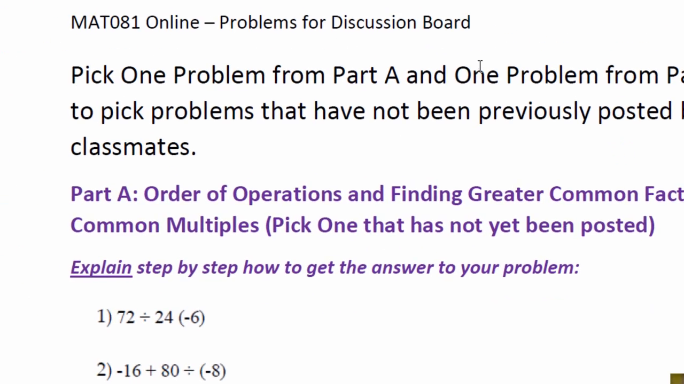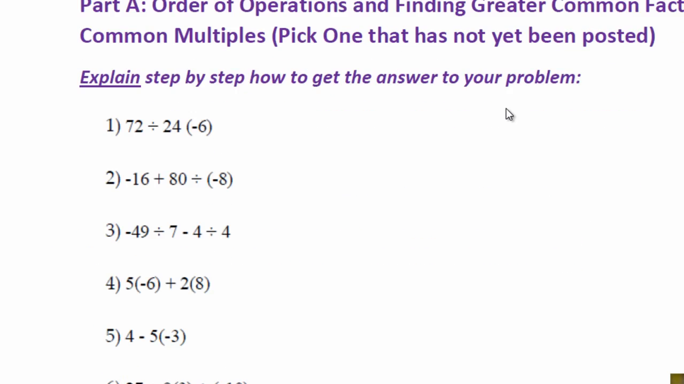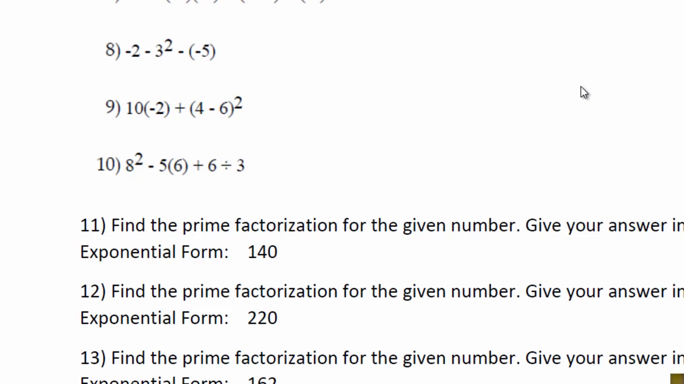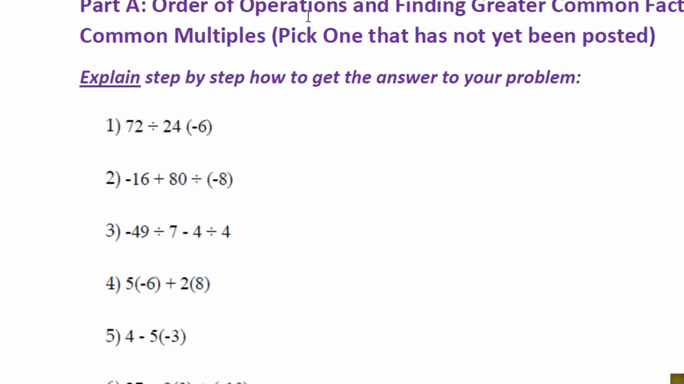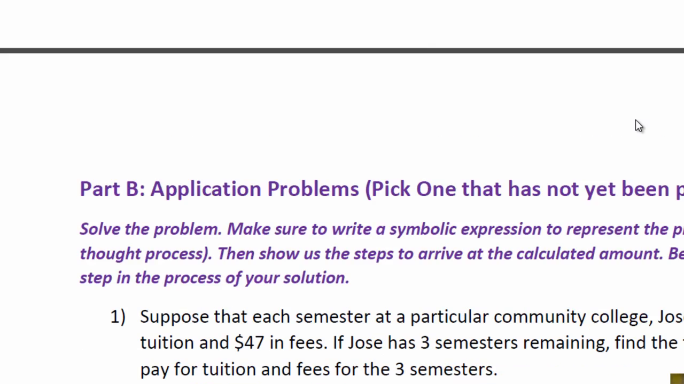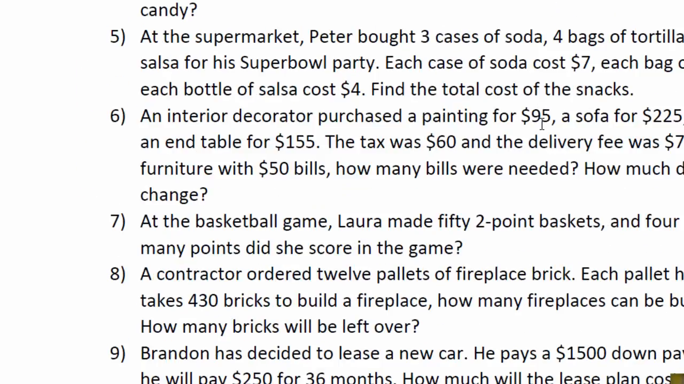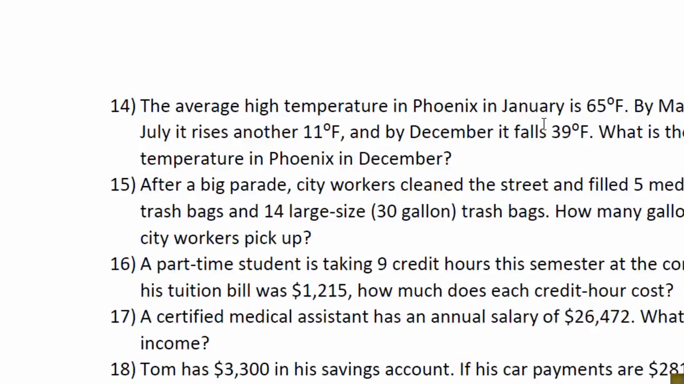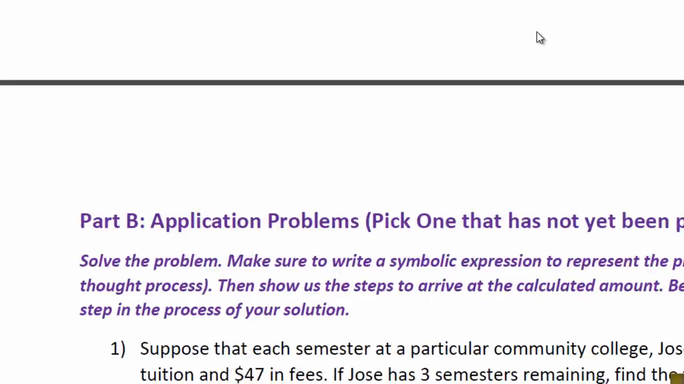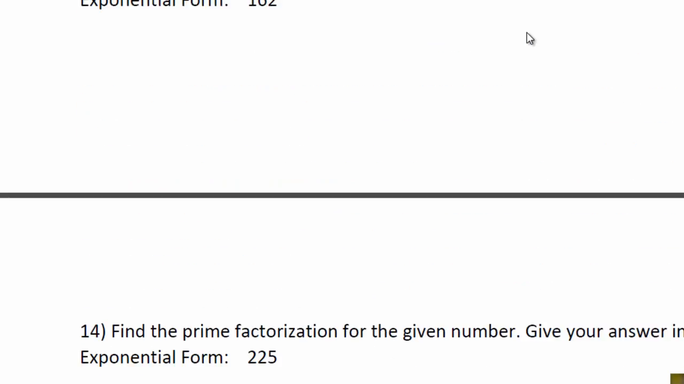And so here, as you can see, you've got to pick one problem from part A and one from part B. Part A has a bunch of different problems on order of operations and finding greatest common factors and least common multiples. Make sure that when you pick your problem that you pick one that hasn't yet been posted. Then scroll down and you'll see part B, and these are going to be application problems. So you get to pick one application problem and one order of operations or greatest common factor, least common multiple problem from part A.